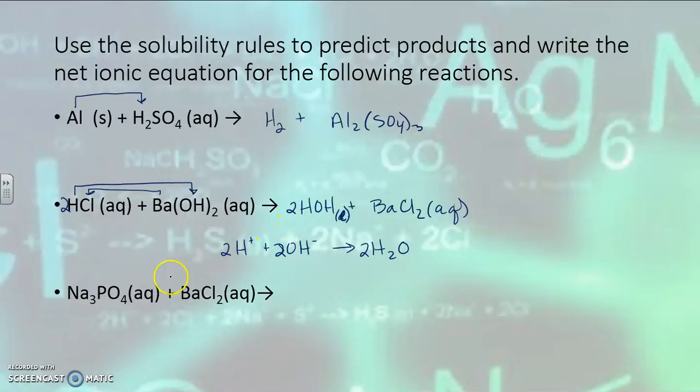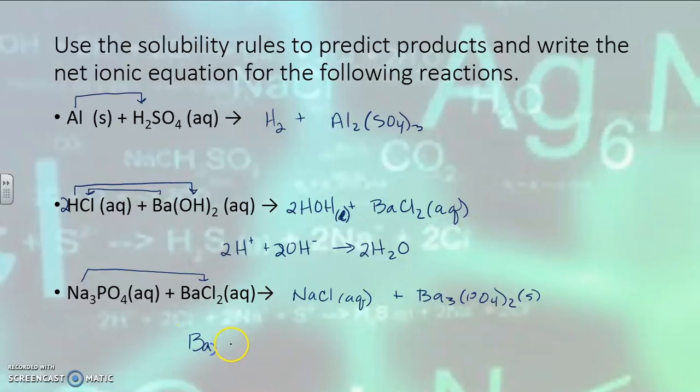Right? Right. Okay. On this last one, we have sodium phosphate. The sodium is going to attach itself to the Cl. And we know that table salt is aqueous. And then barium phosphate, Ba3(PO4)2. And barium phosphate is going to be insoluble, or solid, excuse me. So our net ionic equation is going to be barium, 3 of them, with a +2, plus 2 phosphates with a -3, gives us Ba3(PO4)2 solid. And that's it.